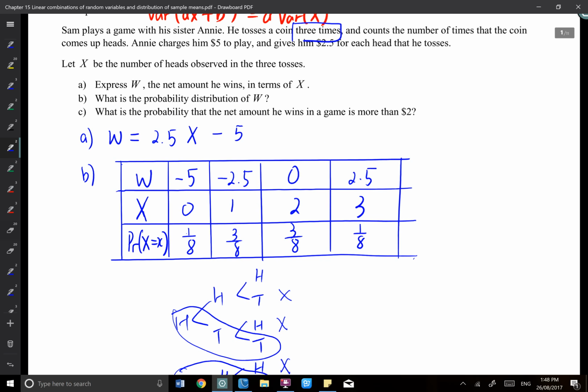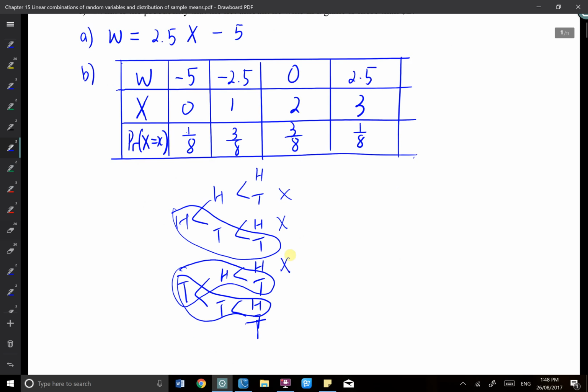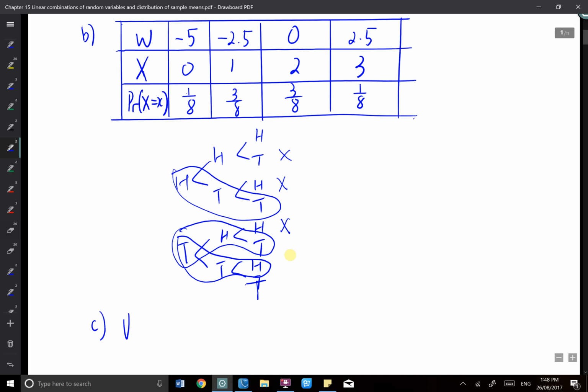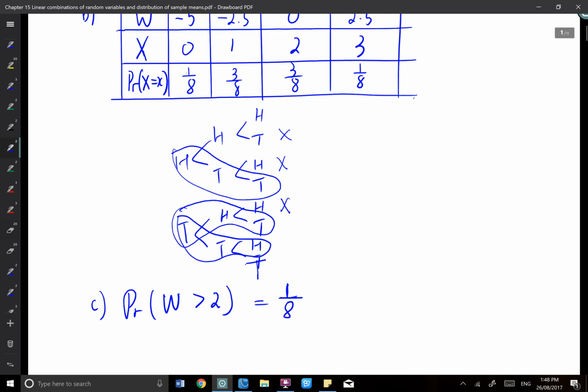Okay, part C. What is the probability that the net amount he wins in the game is more than $2? So you want the probability that W is greater than 2. What is the probability? 1/8 only. Easy question. Do you have calculators here? Have your calculators out there, because I don't want to do this by hand.